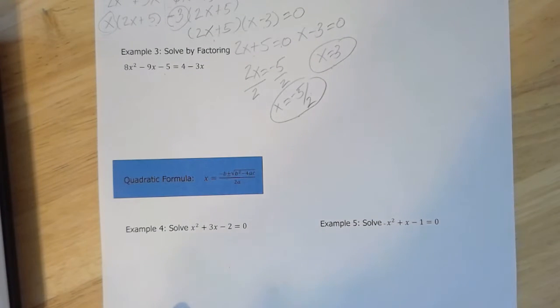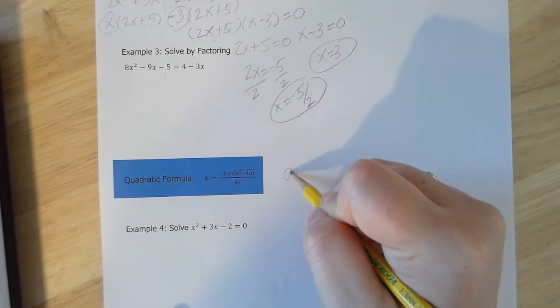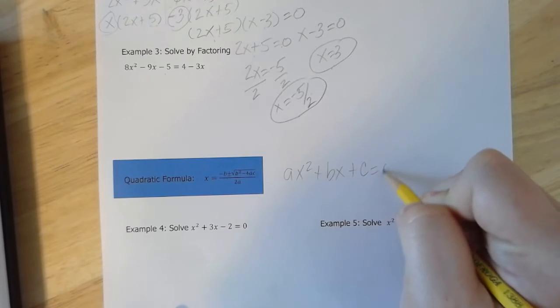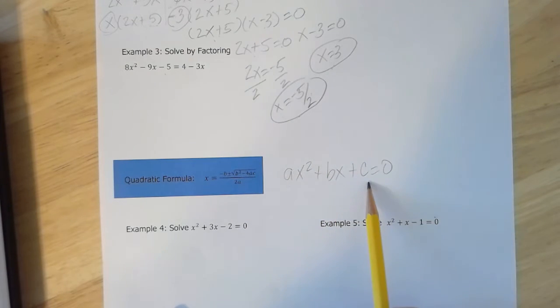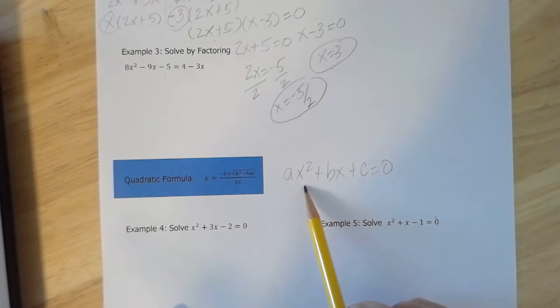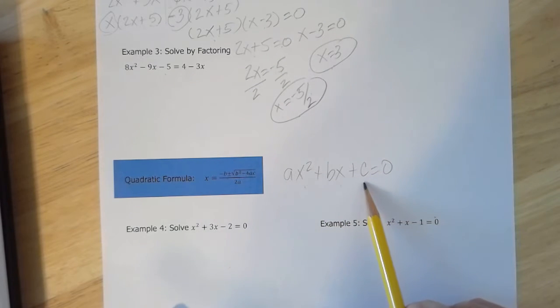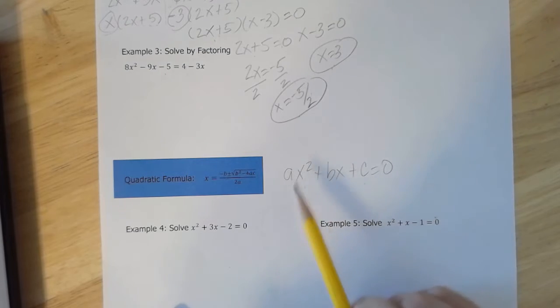Now, it's not always going to be written in order, a, b, c. In this example, it is written in order. The form where you get it is ax squared plus bx plus c equals 0. This is where you get your a, b, and c from. Your a is always with your x squared term. Your b is always with your x. Your c is your constant. This is something you have to remember.